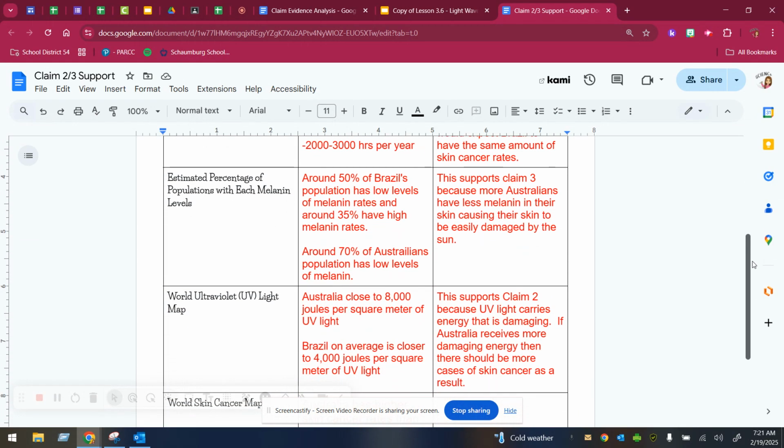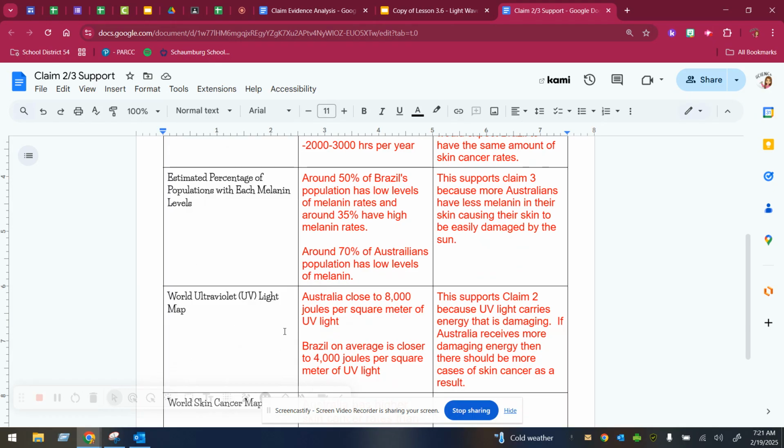The second thing that we looked at was the melanin levels. We saw that around 50% of Brazil's population had low levels of melanin and 35% had high, whereas 70% of Australians had low levels of melanin. And so this supports claim number 3 because it shows that more Australians have less melanin, meaning that they have skin that's more easily damaged by the sun.